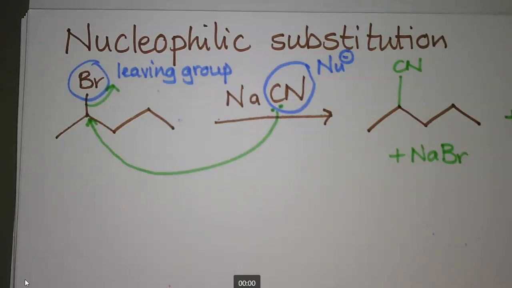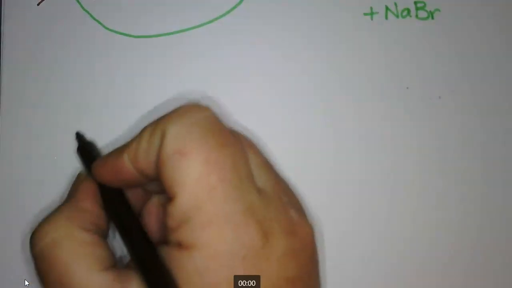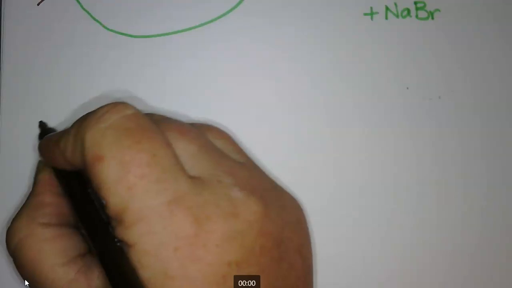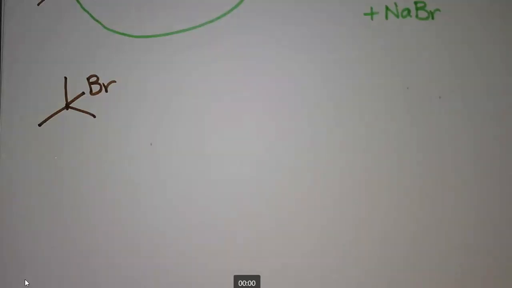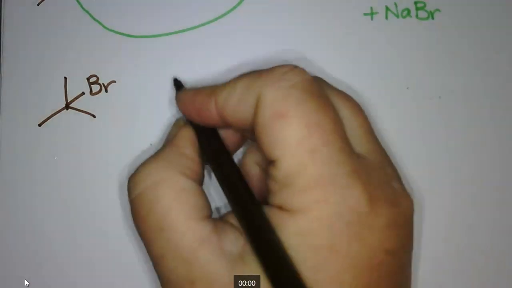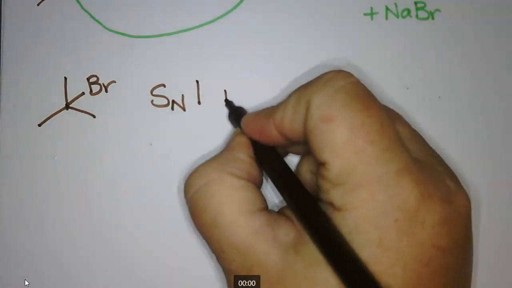But once again, we have different kinds of alkyl halides and they behave differently. And just like we have E1 and E2 elimination, we have SN1 and SN2 substitution. So the overall reaction looks as I've just shown you. But what if I have a tertiary alkyl halide? Well, then I'm going to have an SN1, and this is how we write it, SN1 mechanism.